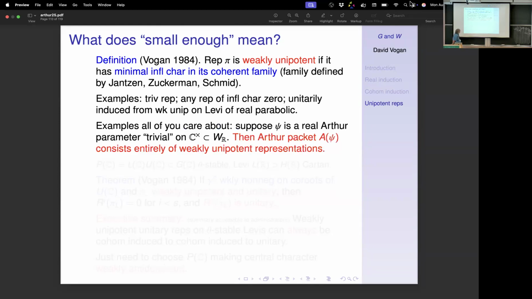And the interesting case is that if you have a real Arthur parameter, which is trivial on the C cross, and I wrote A because my brain doesn't work anymore, I should have written capital pi here. A of psi is some component group, I think. So this is meant to be an Arthur packet, pi of psi. And the statement is that everything in it is weakly unipotent.